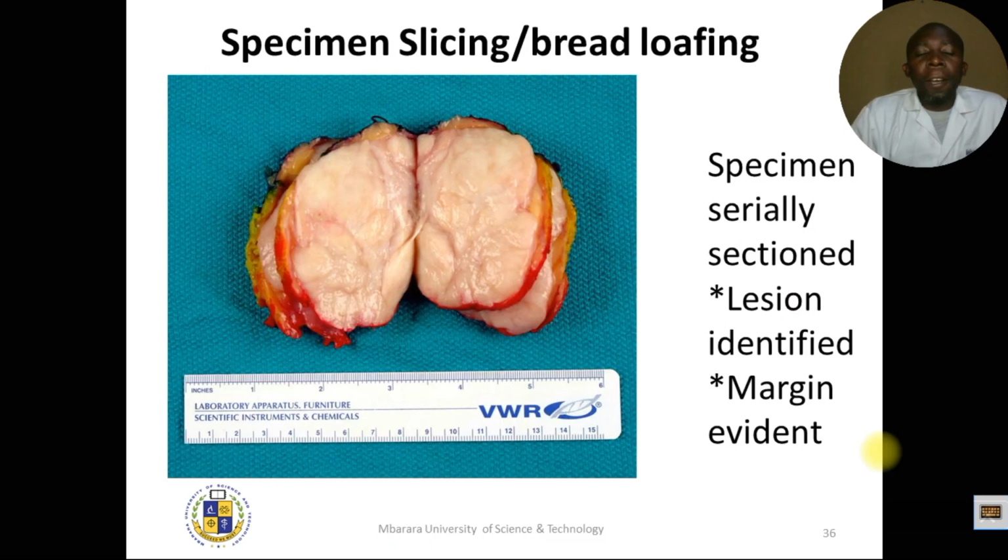So we talked about bread loafing or slicing, and this is what we mean. This was a big tissue, and when we just put it in the fixative, because of the size, you remember we talked about the factors which affect fixation, and one of them was size. So to quicken penetration of the fixative into the tissue, to ensure that every part of the tissue we received is properly fixed, we bread loaf, we cut or slice the tissue into small parts to allow the fixative to go through the tissue very well.